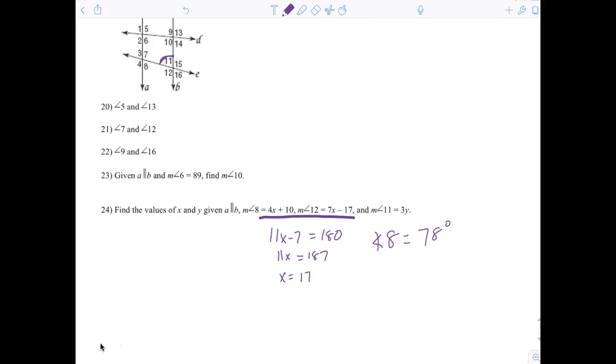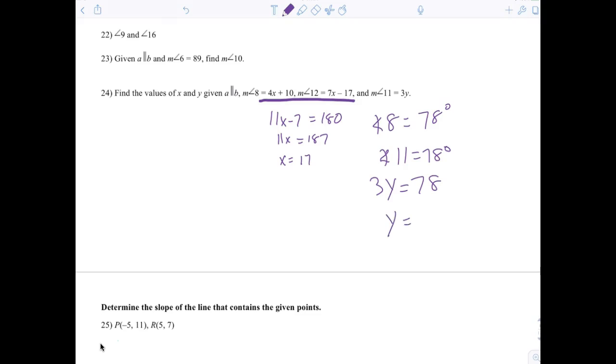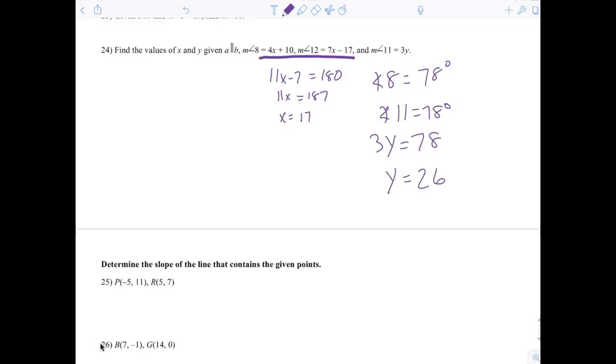Everybody with me on that? And so if angle 8 is 78 degrees, that means angle 11 would have to be what? 78. 11 would be 78 also. So angle 11 is 78 degrees, but we're solving for y. So 3y equals 78. So y is equal to 26. Okay?